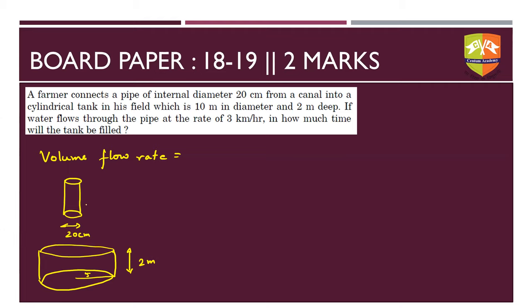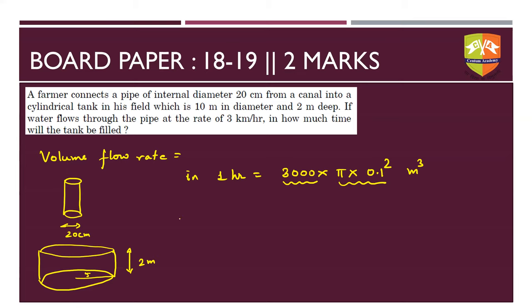So let me see, what is it saying? Rate of 3 kilometers per hour, right? So in 1 hour, how much volume will come out? 3000 meters into cross section area, that is pi into 10 centimeters, 0.1 square. This is in 1 hour, this much meter cube water will flow. This is the speed, this is the surface area, pi into 0.1, right?